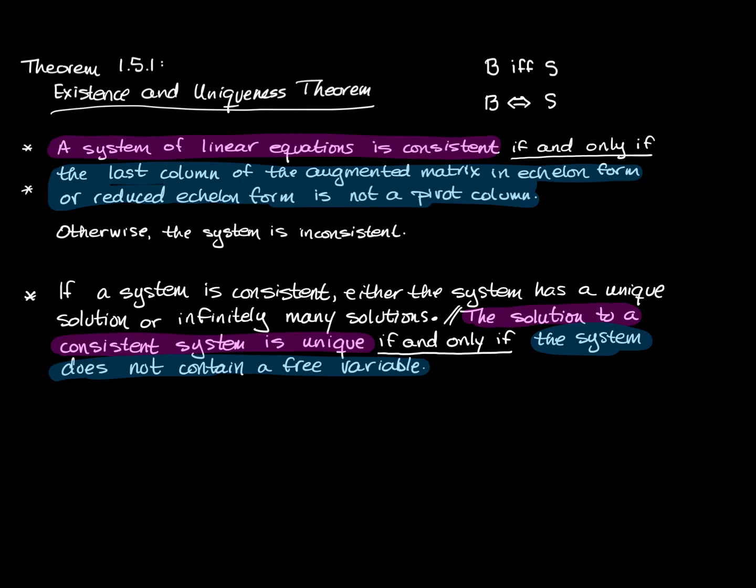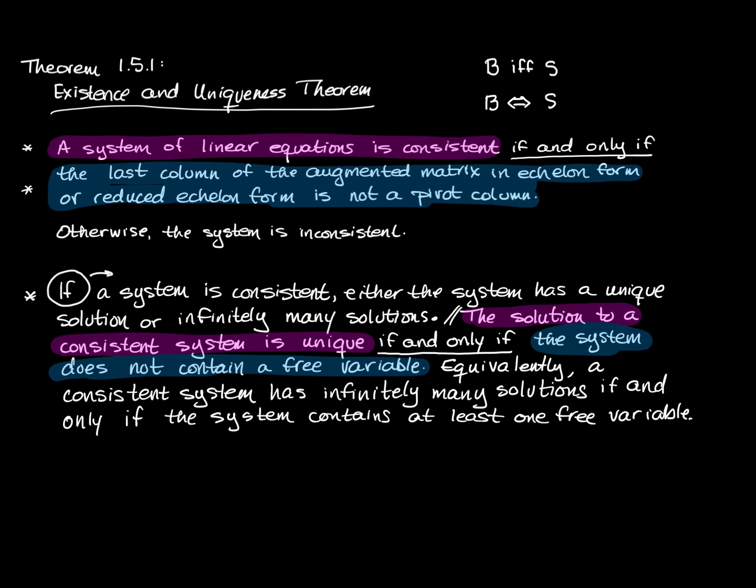It might be interesting to note that this if is only an if. It's not an if and only if, right? So if a system has infinitely many solutions, that doesn't necessarily mean it's consistent. What this if is saying here is that the system has to be consistent in order for there to be either one or infinite solutions. If there is either one or infinite solutions, that does not necessarily imply that the system is consistent. So that's the difference between just an if and an if and only if.